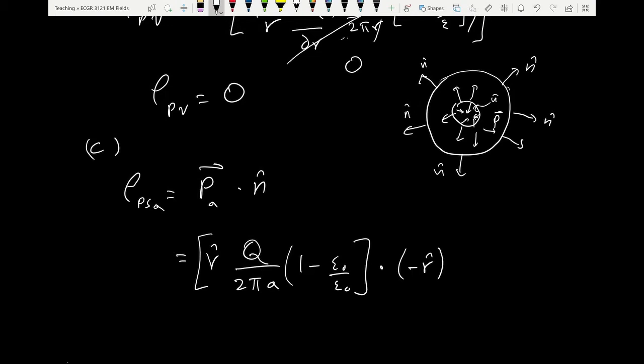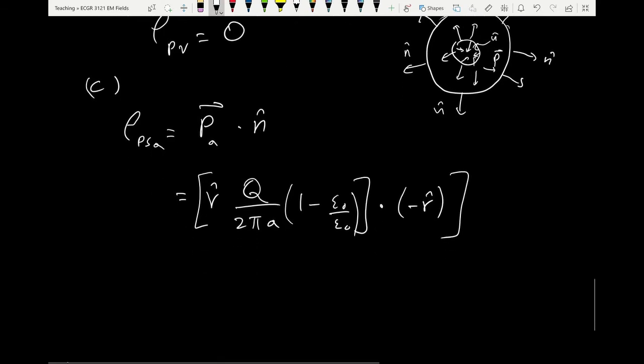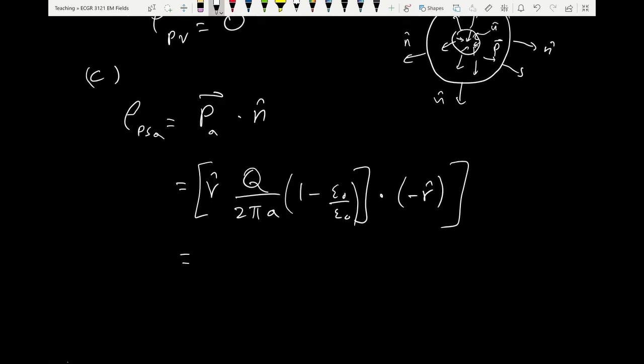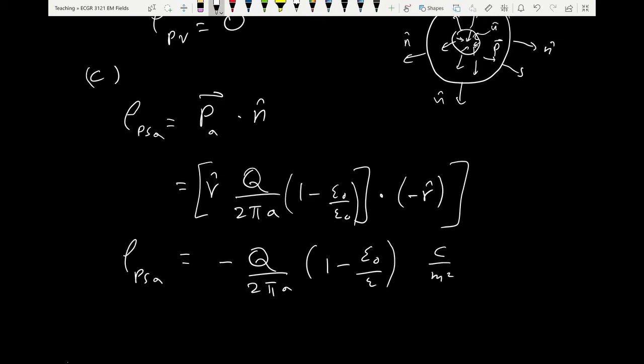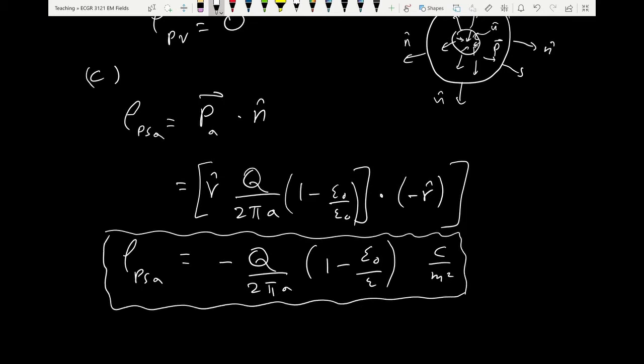Notice that n hat is pointing inwards, because the boundary is inside. The boundary of the dielectric, the normal vector coming out of the dielectric inner surface, is pointing inwards. So all I have to do is this. I end up with minus Q over 2 pi a, times 1 minus epsilon naught over epsilon, coulomb per meter squared. So this is the surface charge density at the inner boundary of the dielectric.